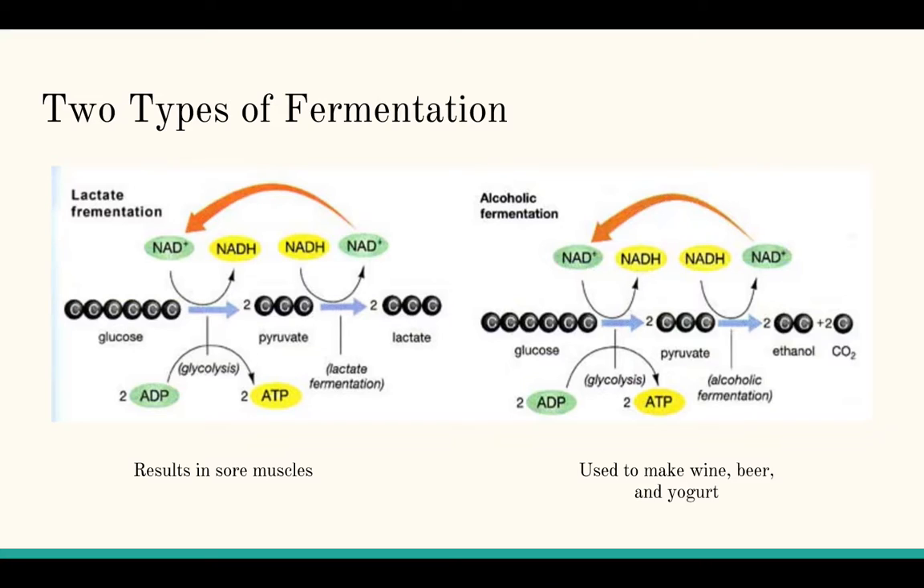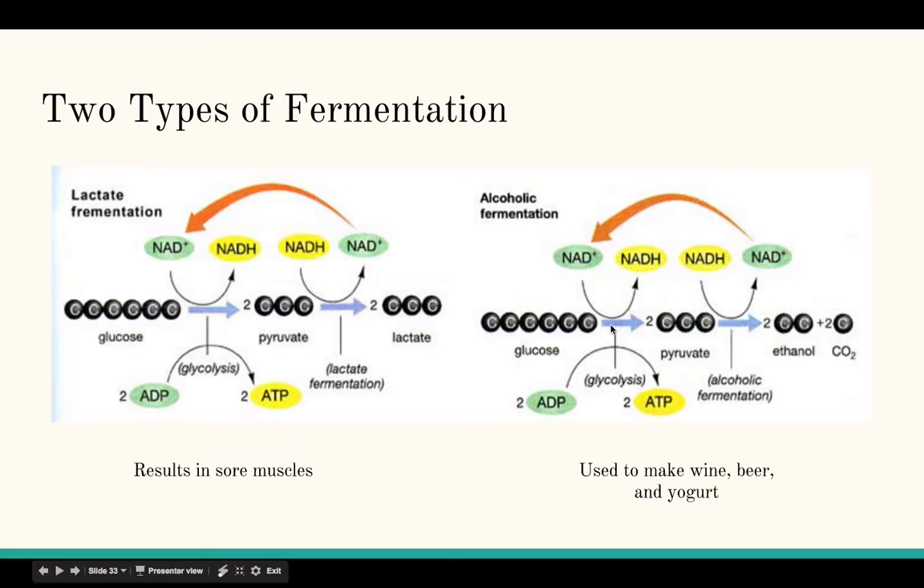The other type of fermentation is called alcoholic fermentation. This is used to make wine, beer, yogurt, breads, even anything with yeast. Yeast is a little teeny organism that will actually do alcoholic fermentation. And instead of ATP being made from glycolysis, it's made into ethanol. So you can see both of those through this process.